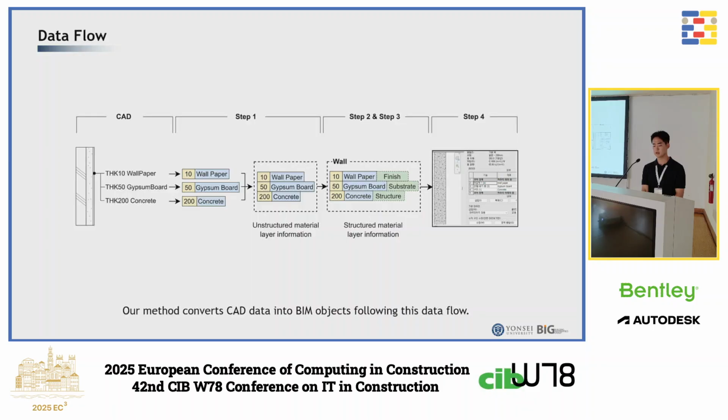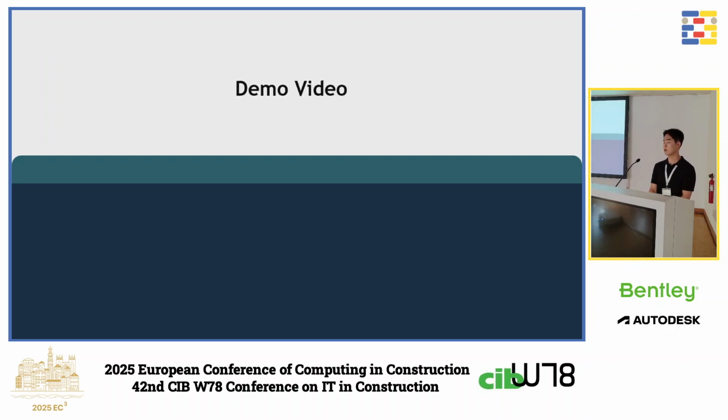First, we start with material layer annotations for a wall, as shown on the left side of the figure. Through semantic clustering, individual annotation vectors are grouped into a single material layer set. Next, we classify 2 key information, the function of each layer and the object type of the set. Finally, using the BIM authoring API, we generate semantically enriched BIM objects. Before we go into the results, let me show you a short demo video of our method.